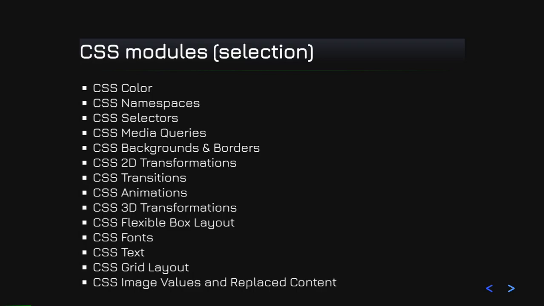Then we have the 3D transformations module, the flexible box layout, which is a bunch of functions and properties that can be used in order to display more complex grids in the browser window. You'll see a bunch of examples at the end of today's lecture. Then fonts and text, grid layout, which is in some way similar to flexible box layout. I won't talk much about the grid layout. And another example, image values and replaced content.